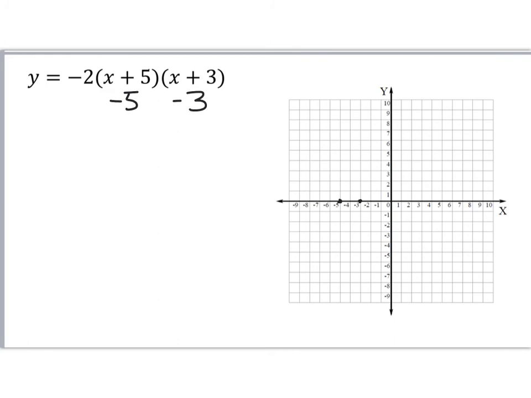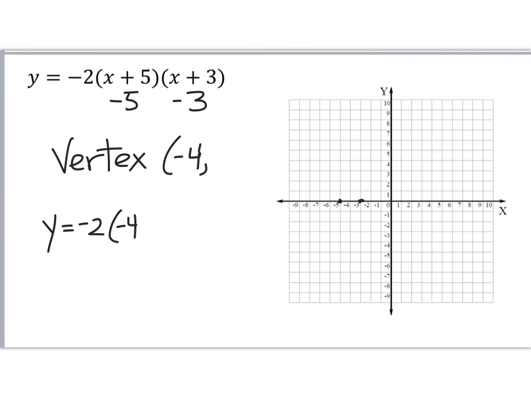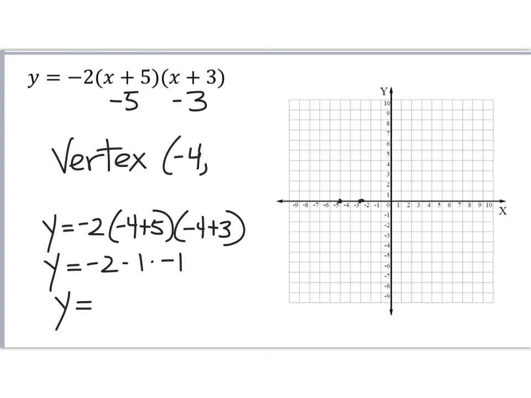And again, I don't have to do very much math. I can see that right between those two is the -4. So for my vertex, it's going to start with a -4. All right. Then I'm going to put the -4 into the problem. So y equals -2, -4 plus 5, and -4 plus 3. So y is going to equal -2 times 1 times -1. When I do that, y is going to equal, well, it looks like just a 2, +2. So I'm going to go ahead and find that. -4, +2 is here.